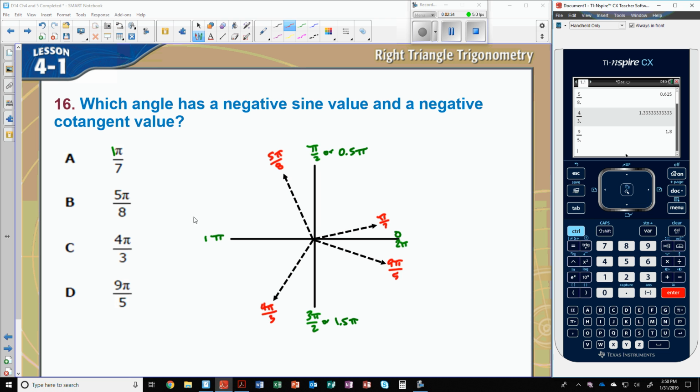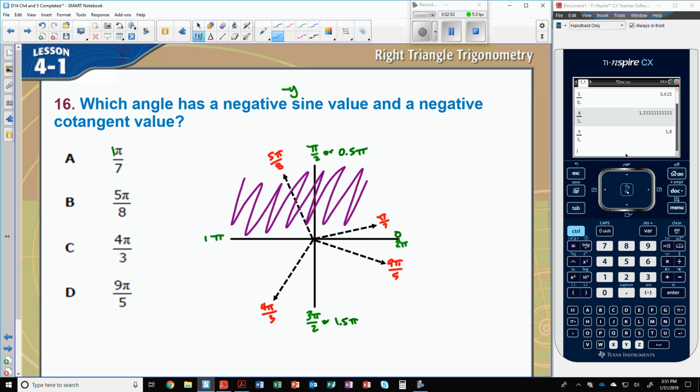So now that we know where the answer choices are located, we want to figure out which one has a negative sine and a negative cotangent. Well, sine is y. That means this has a negative y value. Upon that information, we can go over here to the first quadrant and second quadrant and remove those because that has a positive y. A negative y occurs down here in these two quadrants. So we know the answer has to be down this way.